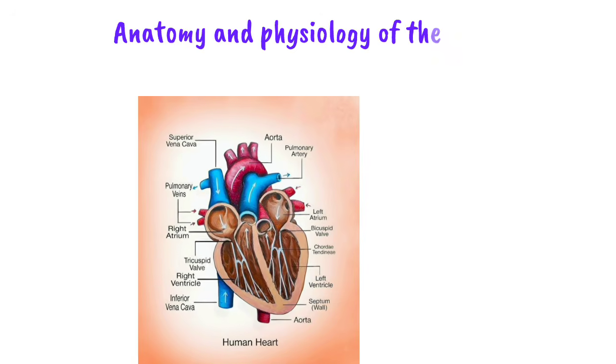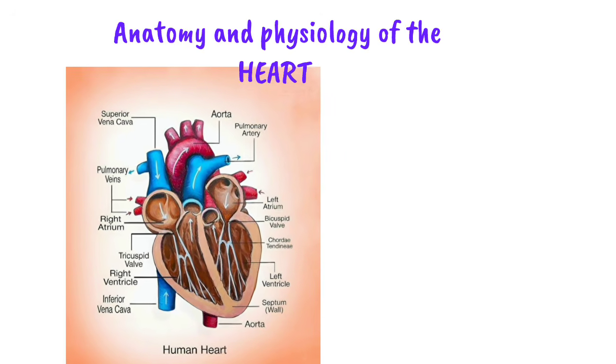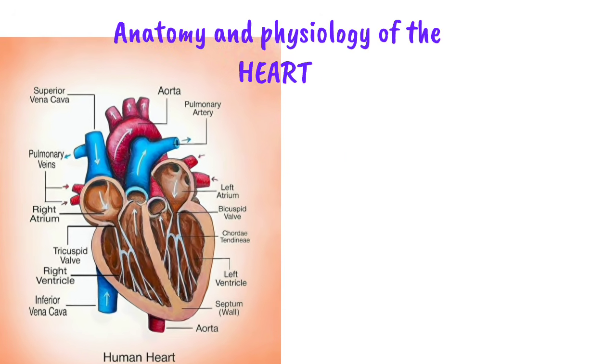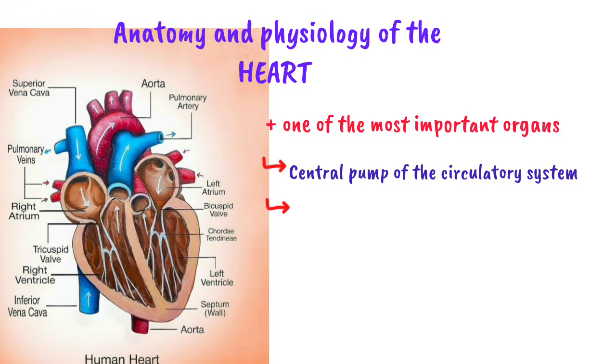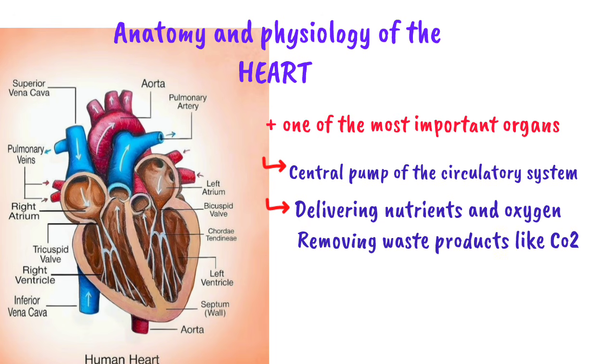In this video, we are going to talk about the anatomy and physiology of the heart, one of the most important organs in your body. The heart is the central pump of the circulatory system, and its job is to make sure blood keeps moving throughout the entire body, delivering oxygen and nutrients to the tissues and removing waste products like carbon dioxide.